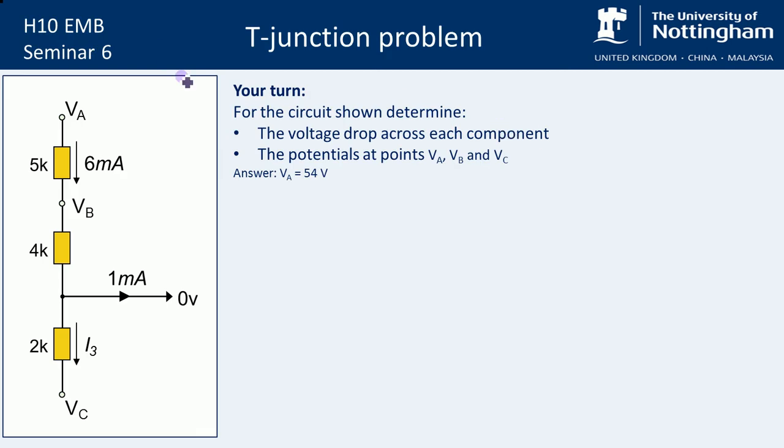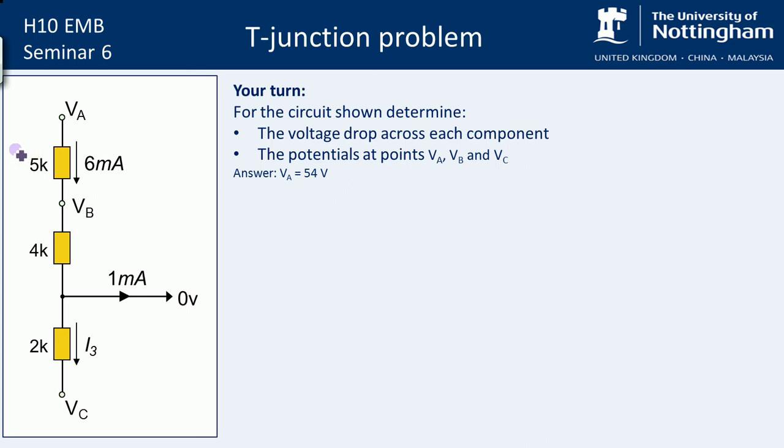In this sort of problem we're asked: for the circuit shown, determine the voltage drop across each component and the potentials at points VA, VB and VC. This is one I set you a while ago and I gave you the answer of 54 volts. What we've got here is the current flowing through two resistors, and then an unknown current at the bottom, I3.